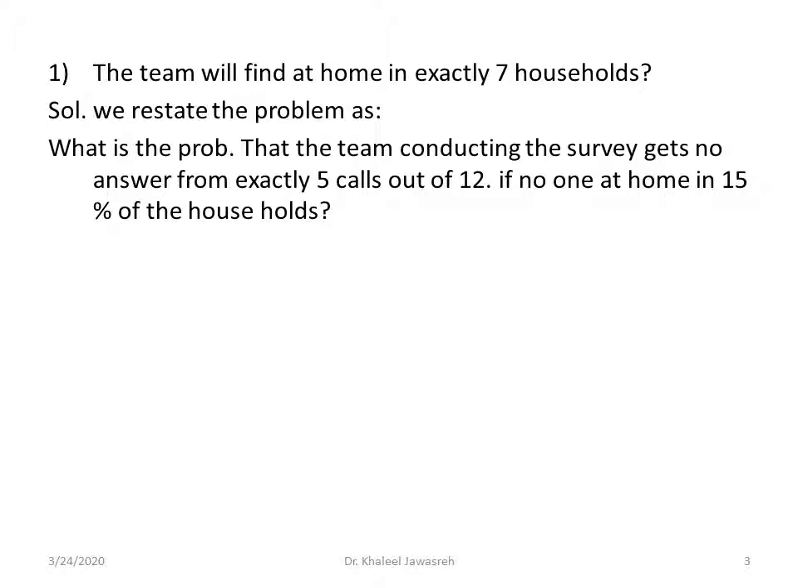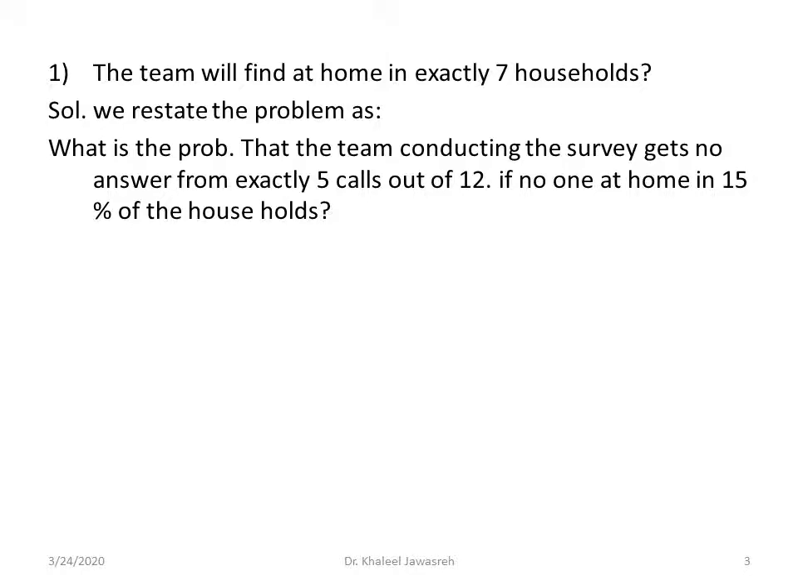7 is the success. Now we do need to think about the failure. The failure number, 12 minus 7, will equal 5. This is the failure, and we will treat it as success, if no one is at home, 15%, sorry.